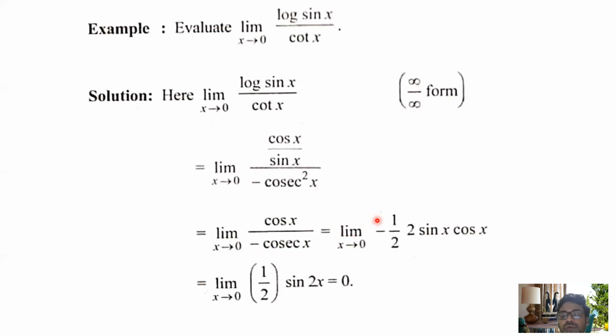Then again you simplify this, minus 1 by 2, adjust it, and 2 sin x cos x. Ultimately from here you have sin 2x. So limit x tends to 0, 1 by 2 sin 2x equals 0. So this is your finite value. You should stop the calculation. So this is the answer.